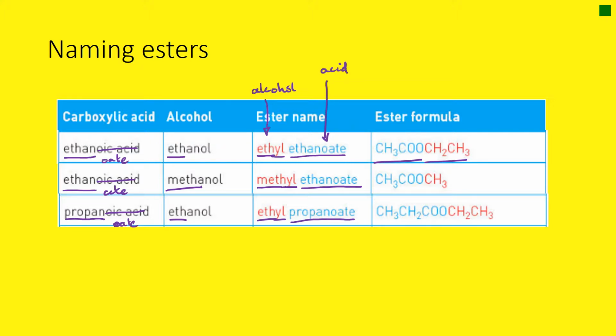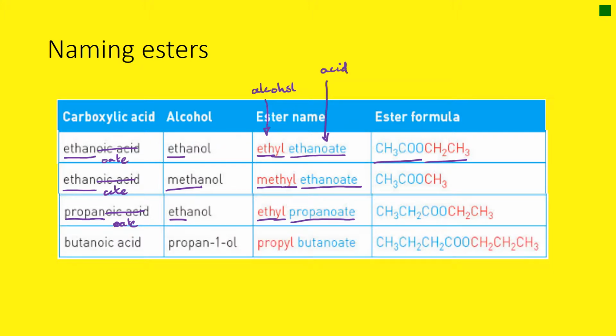And one more, butanoic acid and propan-1-ol. So we've got the prop plus the yl makes our propyl from our alcohol, and then the carboxylic acid gives us our butanoate part of the ester name. So there we have it. There's how to name esters.